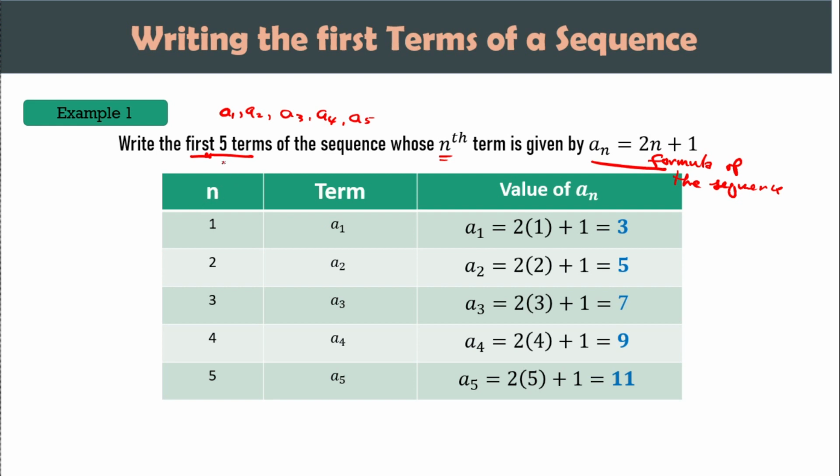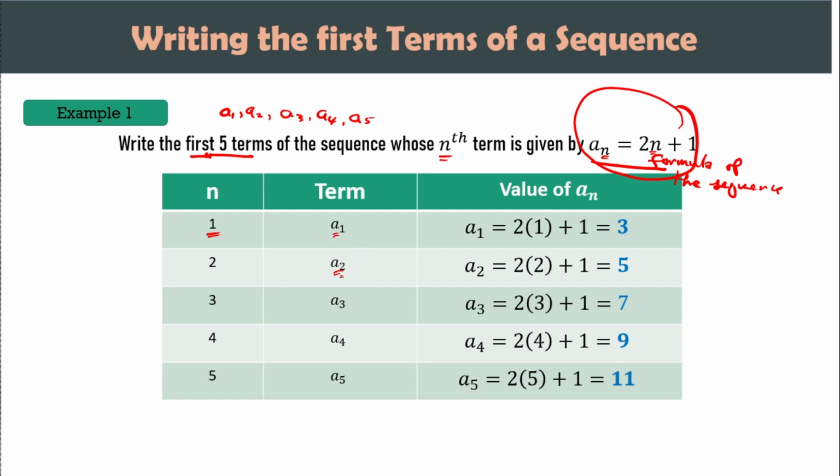Since we are going to find 5 terms, the term number 1 is given by a sub 1. So what we're going to do is substitute 1 in this formula, the value of n. So we have a sub 1, and substituting the value of n, we have 2 times 1 plus 1. It gives us 3.